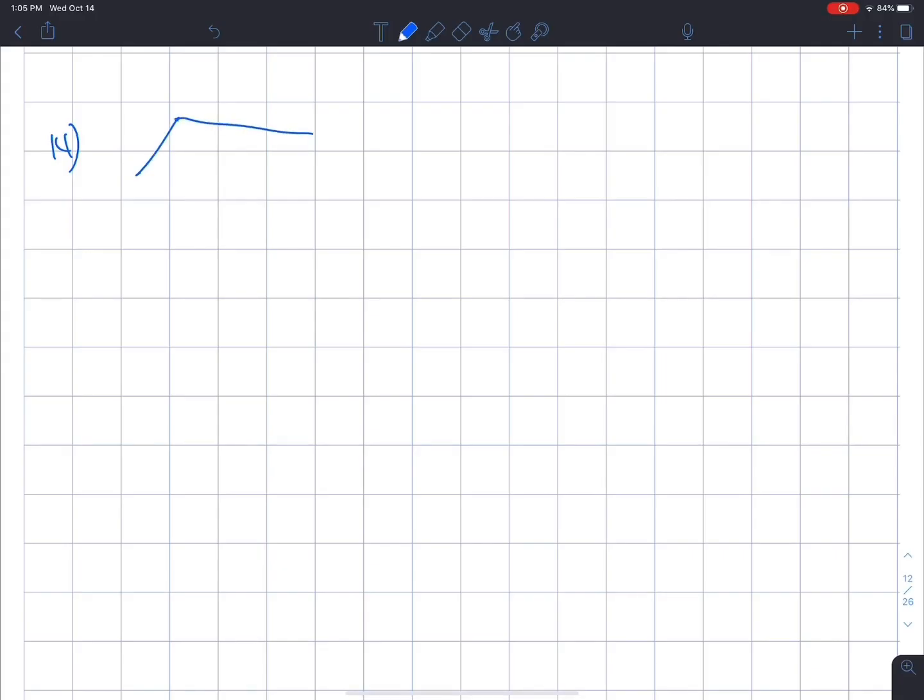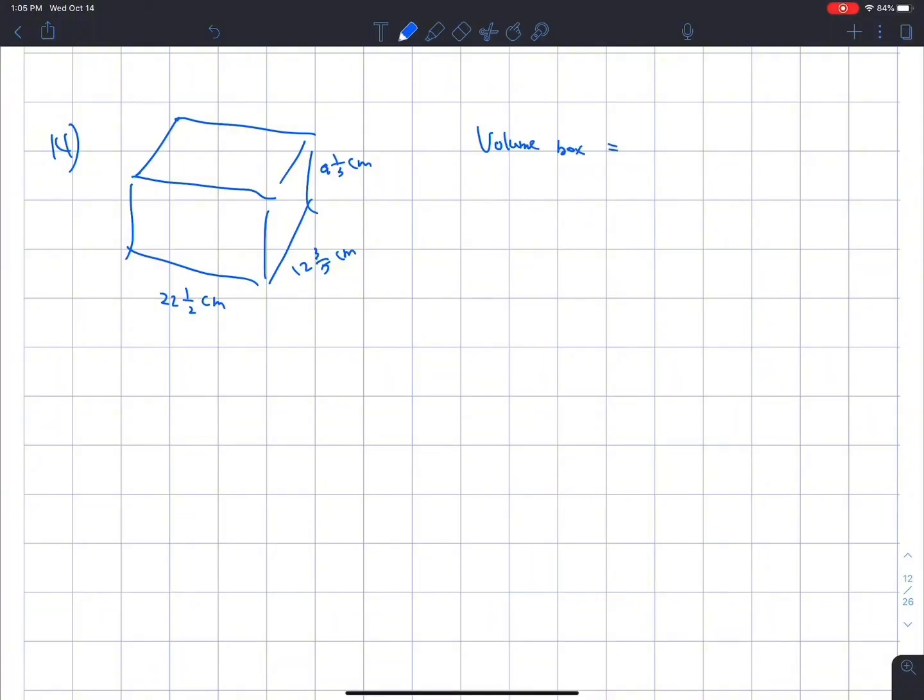14. We have a box that measures 22 and 1/2 centimeter by 12 and 3/5 centimeter by 9 1/3 centimeter. What is the volume of the box? So the volume of any box will always be the length times the width times the height. And again, another formula that you need to memorize. So if you don't know this already, please remember to memorize them.